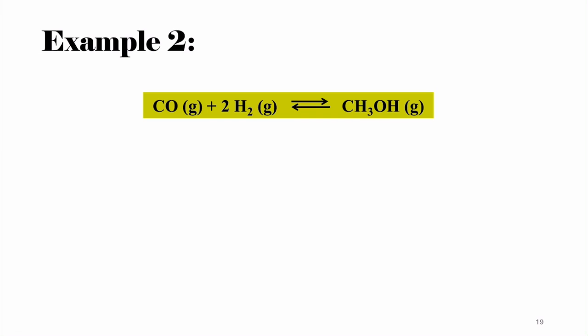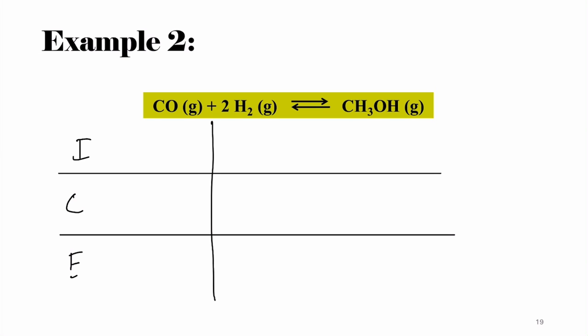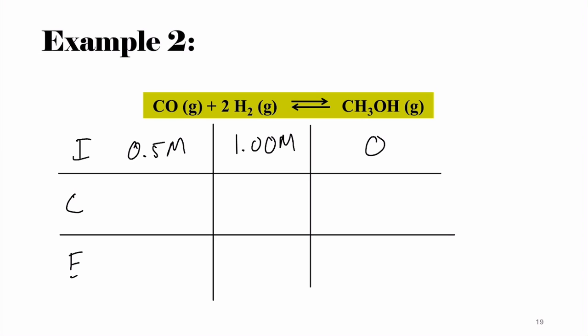So our ICE table: initial, change, equilibrium. And we have each reactant and our product there. So what's our initial concentration of carbon monoxide? 0.5 molar. H2 was 1.00 molar, and then our methanol was 0, right? And we're also given what other value? 0.15 molar for our equilibrium concentration of carbon monoxide. And so these are the given values, and the red will be what we fill in.